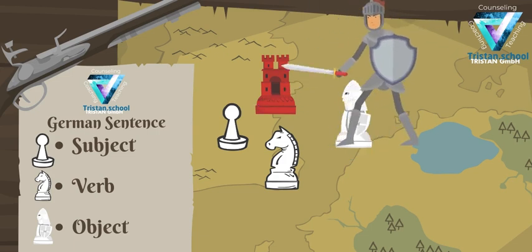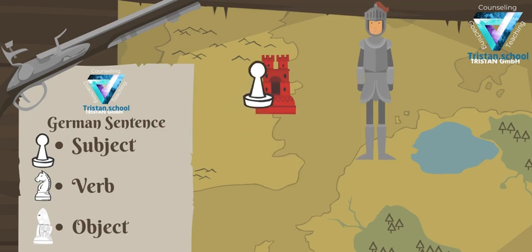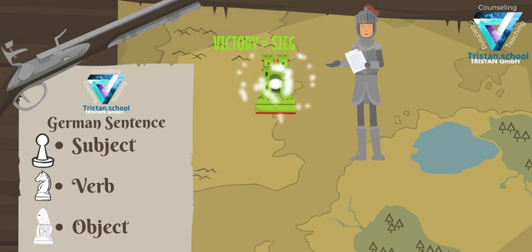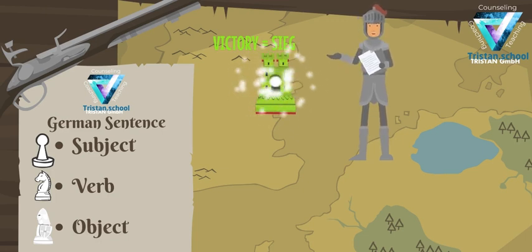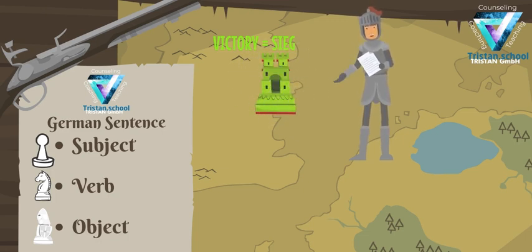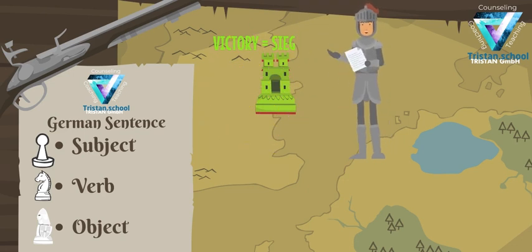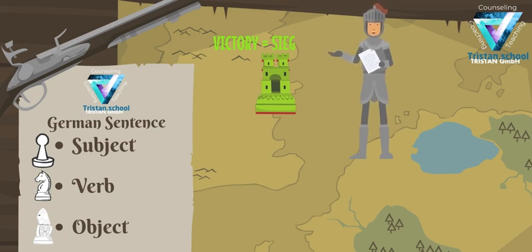Let's begin the assault. Meine Armee attackiert die Burg. Meine Armee ist das Subjekt. Attackiert ist das Verb. Die Burg ist das Objekt. My army is the subject. Attacks is the verb. The castle is the object.